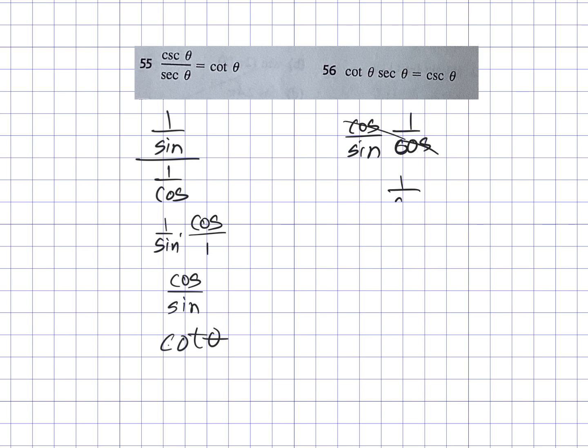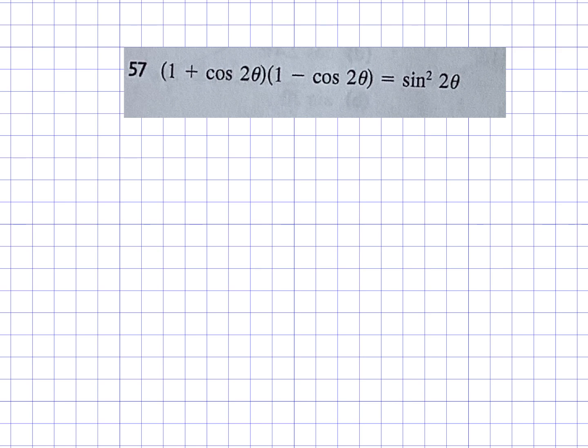So that's 1 over sine, which is the same thing as the cosecant of theta. All right, now we have left and right side. 1 plus the cosine of 2 theta, 1 minus the cosine of 2 theta. So what you need to realize here is this is a plus b times a minus b. That's the difference of squares, which is a squared minus b squared. All right, that's what a squared minus b squared equals.